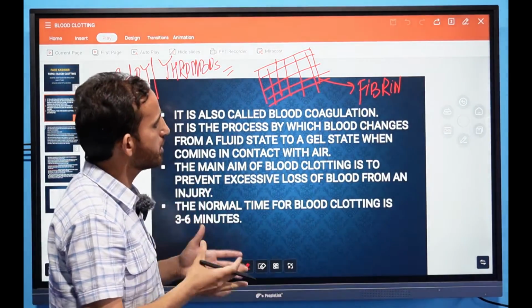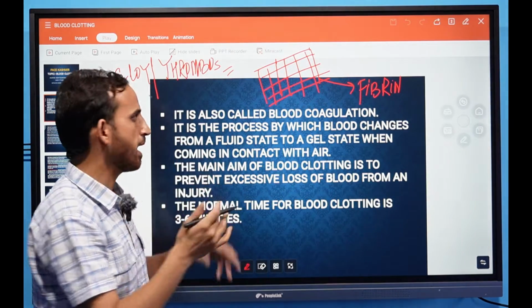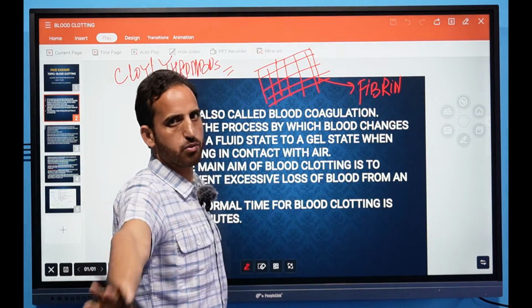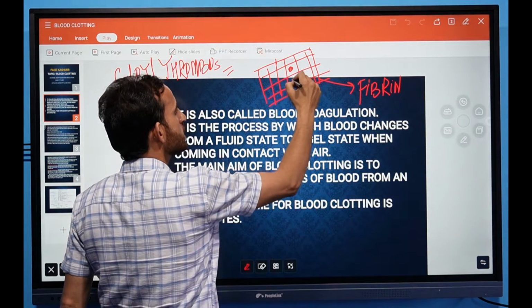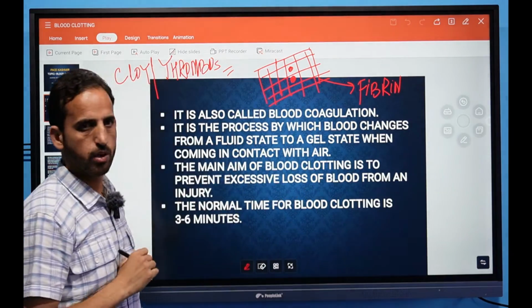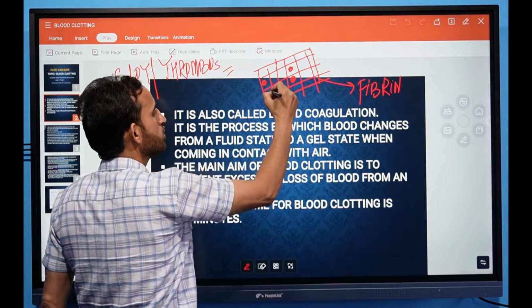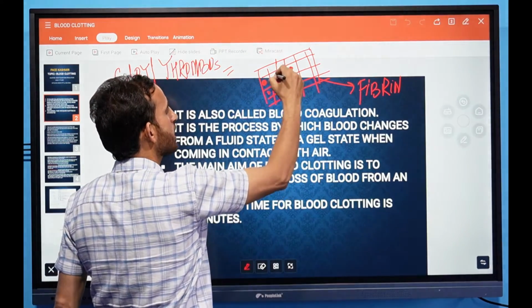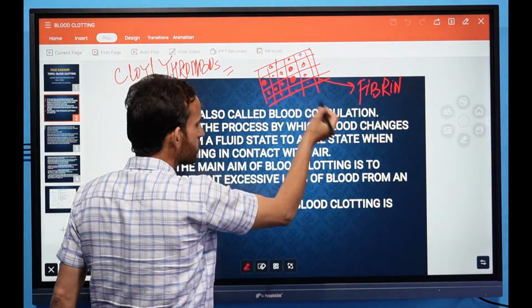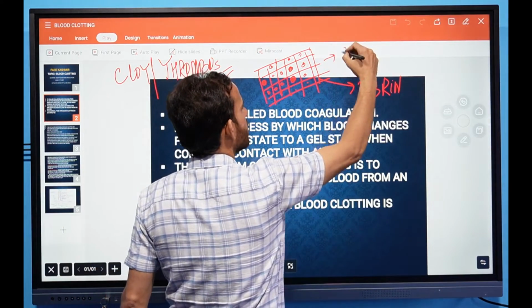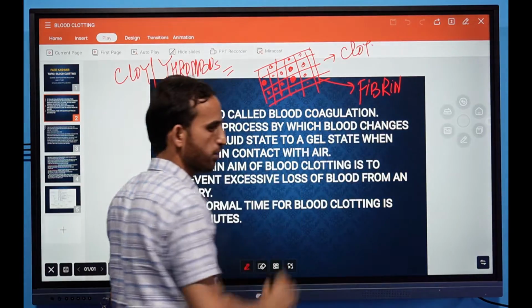And within these fibrin strands, what are trapped? Special types of cells are trapped there. For example, this is the red blood cell, this is the white blood cell, and this is the platelet. So these cells get trapped inside these fibrin strands and they form a structure, and that structure is called the clot.